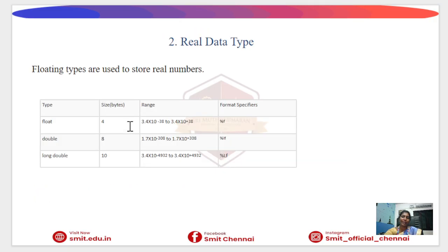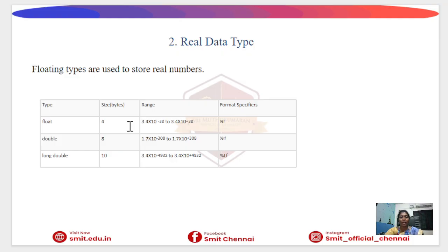Next is the real data type. What is the real data type? Real data types are used to store decimal numbers. What is a decimal number? It has a decimal point, for example 45.6 and 38.5. These are all point numbers. float is also called real. So floating types are used to store real numbers. If we want to initialize a temperature value, the syntax is float temp = 36.5.